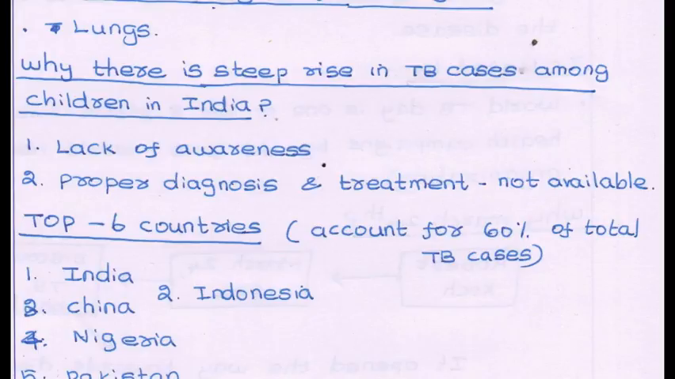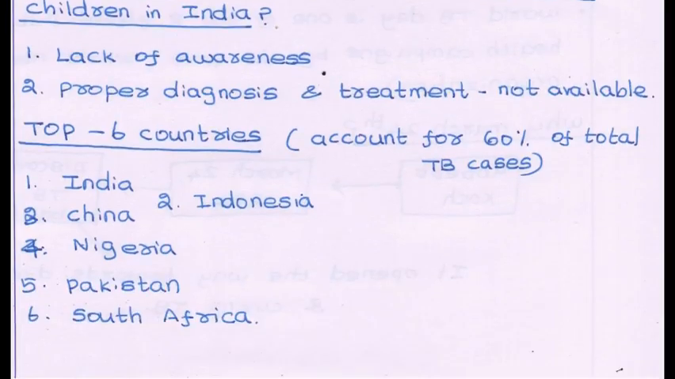If you look at India, especially the children, over the last couple of years or the last decade, the number of TB cases is increasing steadily. We can quote so many reasons. Malnourishment is one of the important reasons for the steep rise in tuberculosis cases among the children in India. The second point is the lack of awareness about tuberculosis in the rural and tribal areas. And in many parts of the country, proper diagnosis and treatment of tuberculosis is not available.